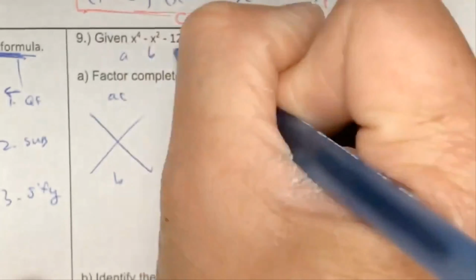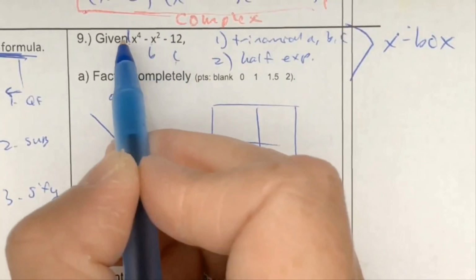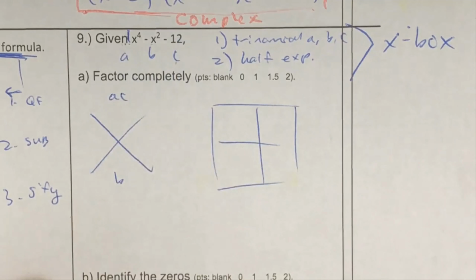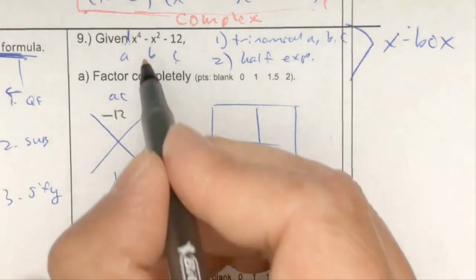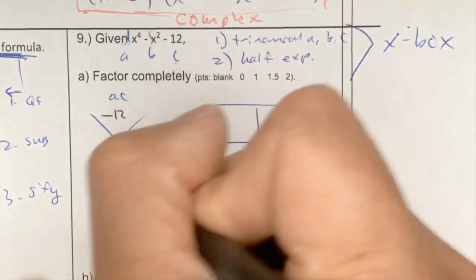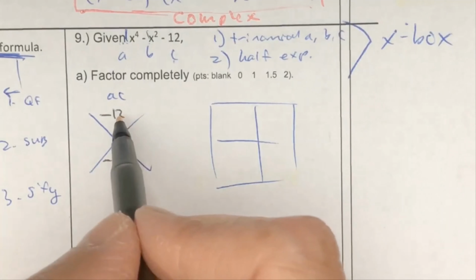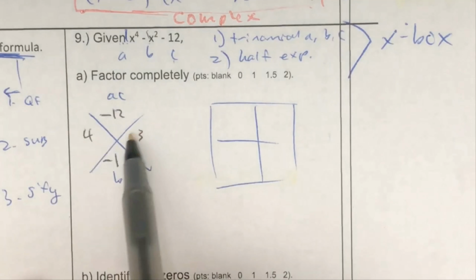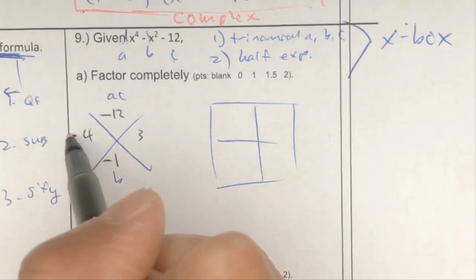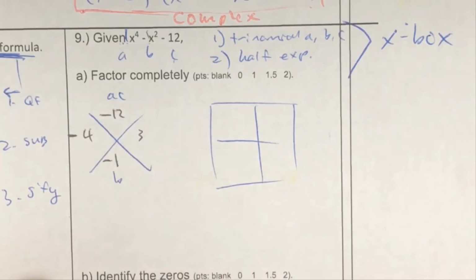Your a, b, and c, your a value is 1, so a times c, 1 times negative 12, is going to be negative 12. And then my b value is going to be negative 1. Two numbers that multiply to be negative 12 are 4 and 3, and they need to add to be negative 1, so this one is going to be negative. Negative 4 times 3 is negative 12. Add those together and you get negative 1.